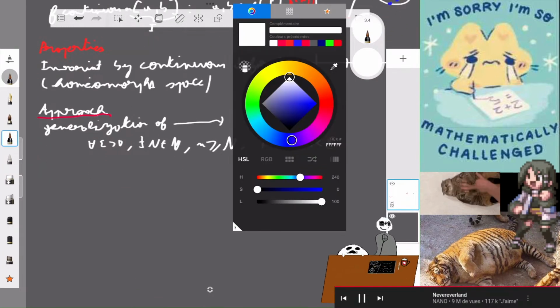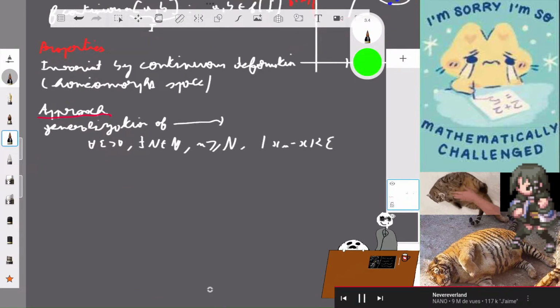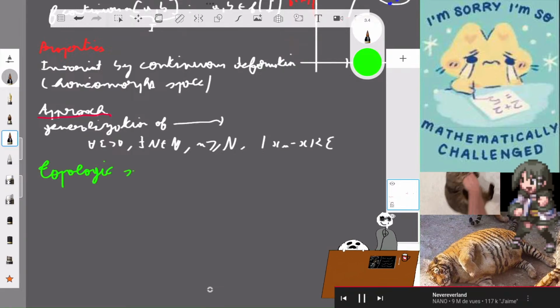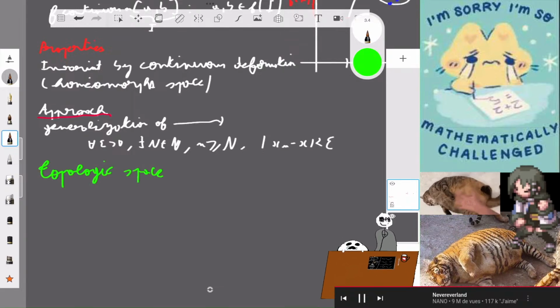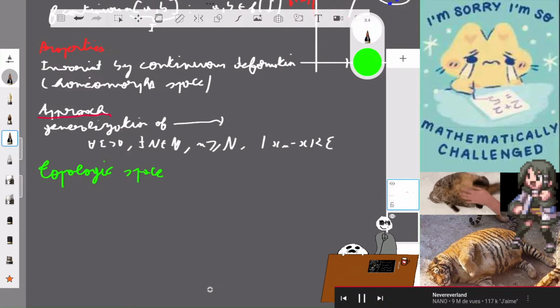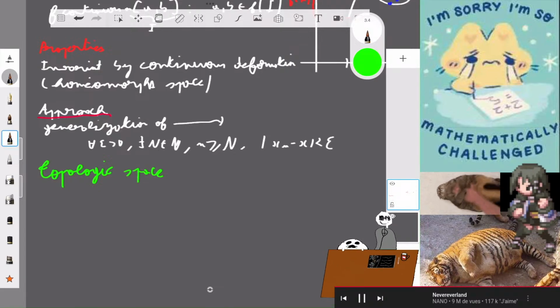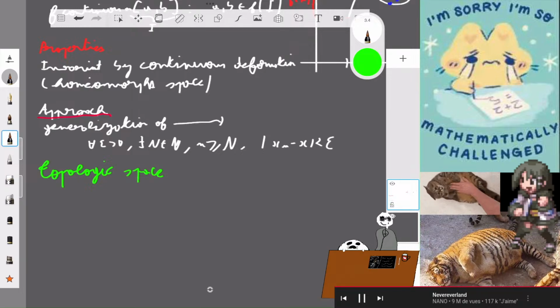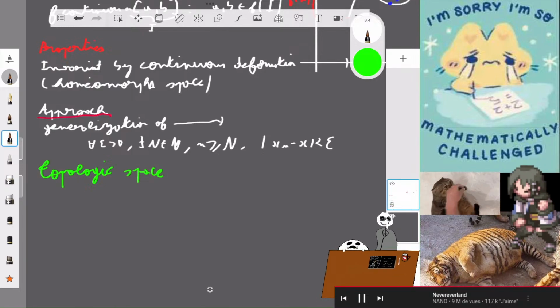Change color. Green. Topological space. Do we use a C in English? I never know. Sometimes the English uses QE and sometimes it uses C. They just can't decide if they rip off French or if they don't.